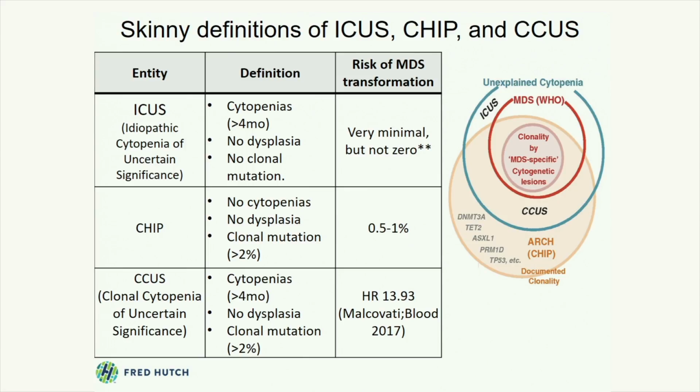CCUS, these are the clonal cytopenia of uncertain significance. These have been shown in a Malcovati paper in 2017 to have a hazards ratio for transformation to MDS of about 14. These patients have cytopenias that are lasting greater than 4 months with no dysplasia, but they do have clonal mutations. And this is a little Venn diagram that's a bit confusing, which is why I made this skinny definition table.